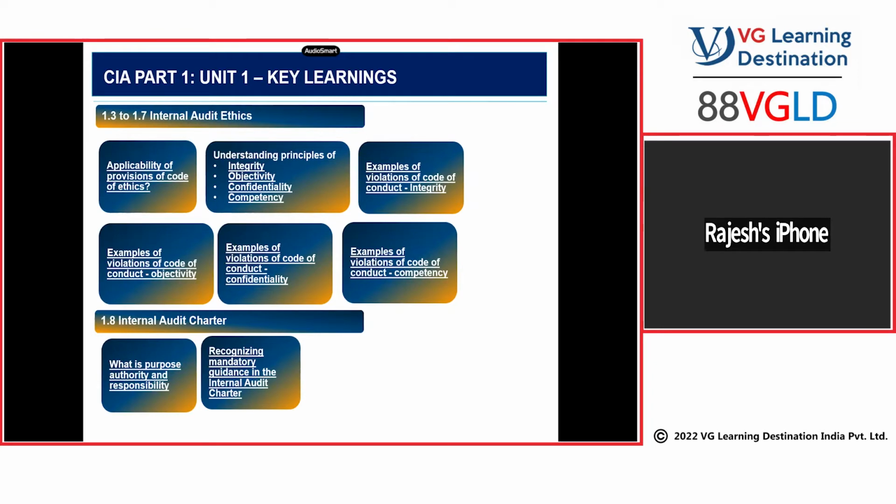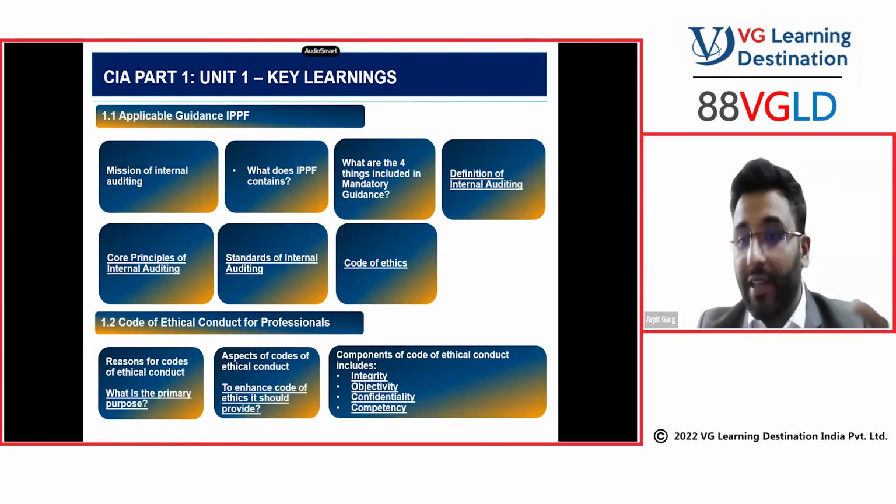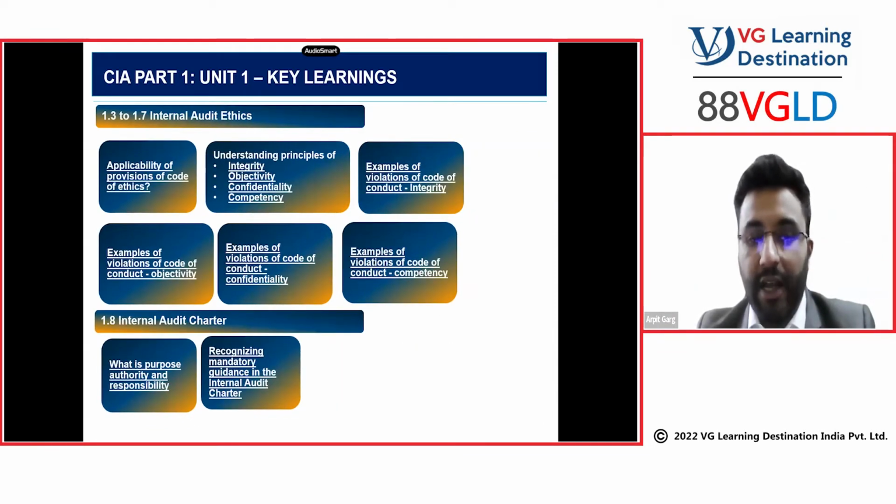Yes. So coming back to the key learnings, folks, this is very, very important. You will see a lot of things underlined because this is a very important topic. This topic will set up a base for the next unit as well, which is independence, objectivity, due diligence, professional care, and competency. That is again very important.